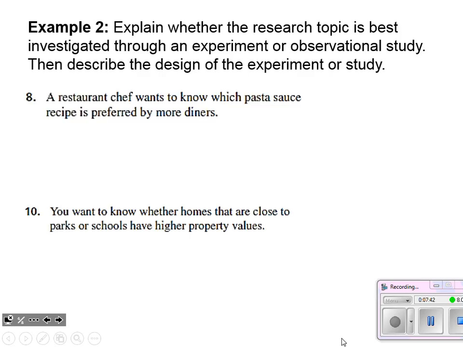All right, our second example. Explain whether the research topic is best investigated through an experiment or an observational study. Then describe the design of the experiment or study. So again, just trying to separate that correlation versus causality thing. I'm so tempted. I'm used to hearing causation, so if I use that word, I'm sorry, but the textbook does use causality. Back to the English language stuff again.